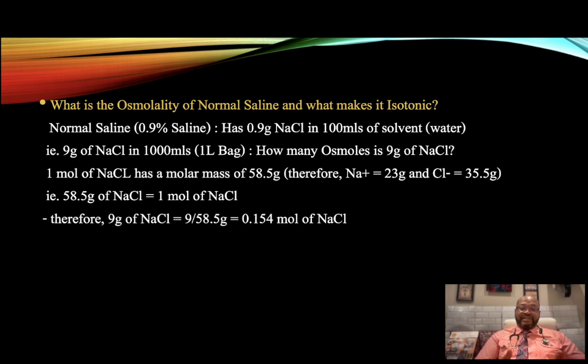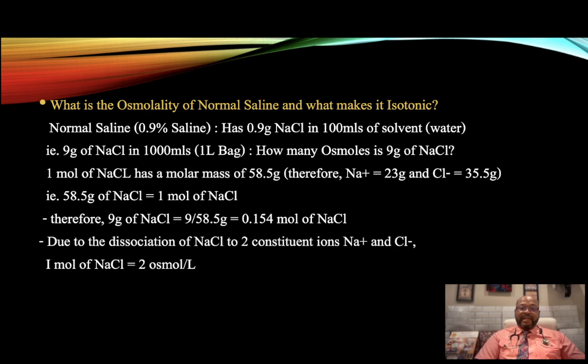So 9 grams of normal saline will be 9 divided by 58.5 grams, which will give you 0.154 moles of normal saline. Due to the dissociation of the normal saline into 2 constituent ions, the sodium and the chloride, 1 mole of that normal saline will contribute 2 osmoles per liter. Again, I hope you're following me. 1 mole of normal saline contributes 2 osmoles per liter, and we are trying to figure out the osmolarity of normal saline. So 1 mole contributes 2 osmoles.